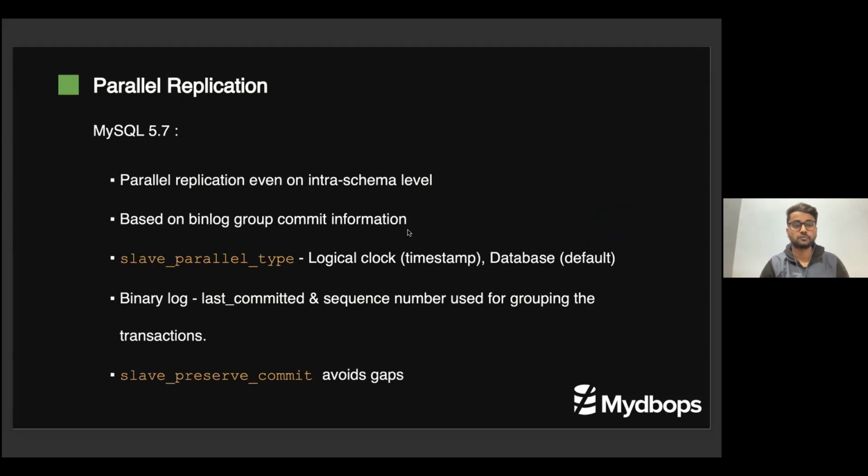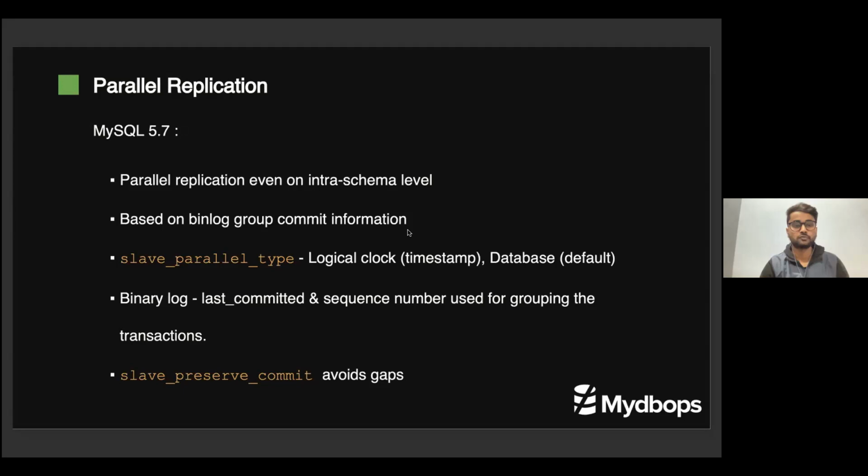MySQL 5.7. So parallel application was on intra schema level. In 5.7, it is not like 5.6, where it is on a per database schema level. Even if the database has 100 tables or 1,000 tables, the transactions on those tables can be applied parallelly on the slave by the parallel worker threads. This is based on binlog group commit information.